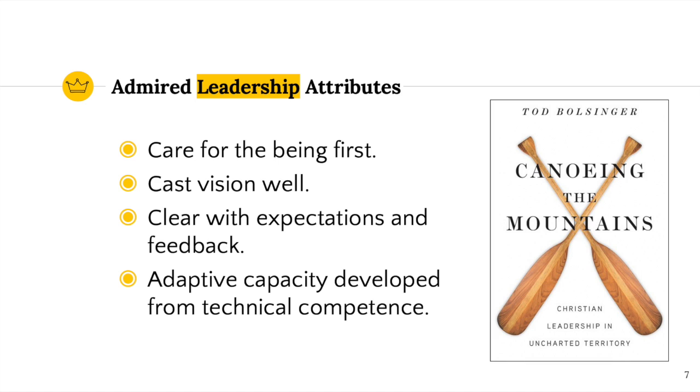The second thing is, do they cast vision well? Do they have a vision for the future, and can they share it with me in a compelling way, in a way that gets me excited to do something different than I've already been doing?